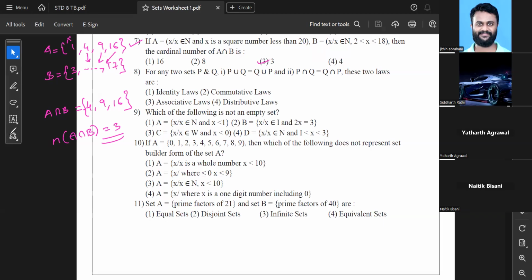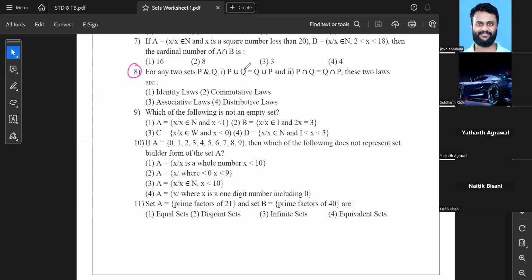Let's go for the eighth one. For any two sets P and Q, P union Q is equal to Q union P. Yes, that is correct. And P intersection Q is equal to Q intersection P. That is also correct. These are two correct laws. These two laws are what? That's what they are asking.